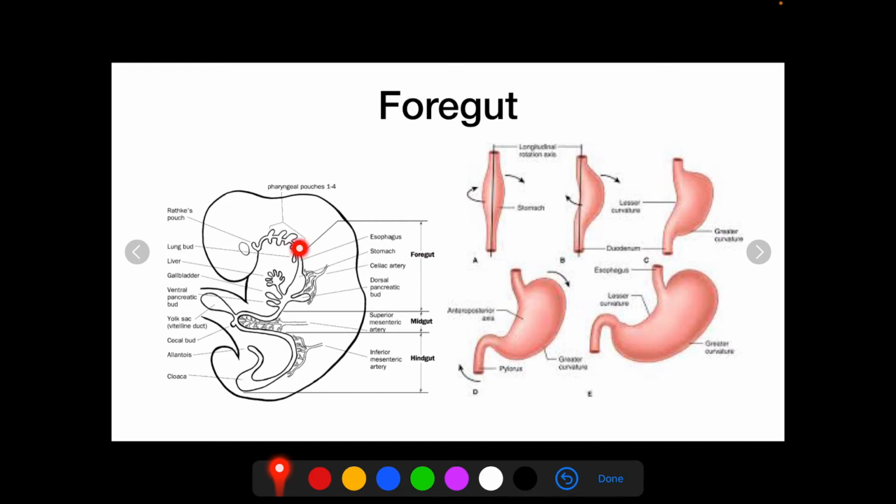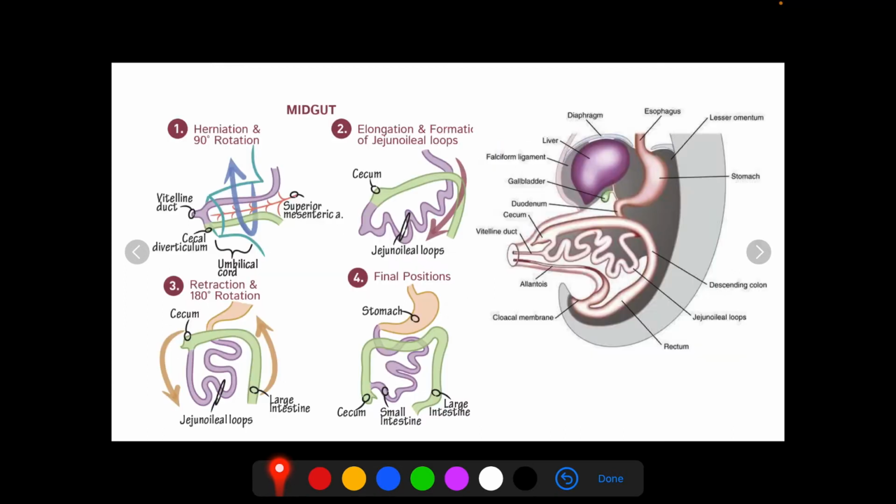Regarding the foregut, it is composed of the esophagus and stomach, as we said. The esophagus is just a prolonged tube. Regarding the stomach, at the beginning this canal is a simple tube. Then there will be bulging of the upper part, or growing of the back part slowly, and turning to anterior. Regarding the midgut, at first there will be a 90-degree rotation.